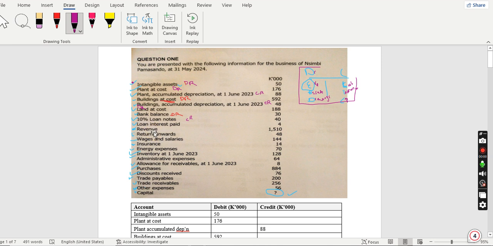Revenue. Credit. Credit, yes. This is credit here. This is debit. Return inwards. Debit. That's correct.